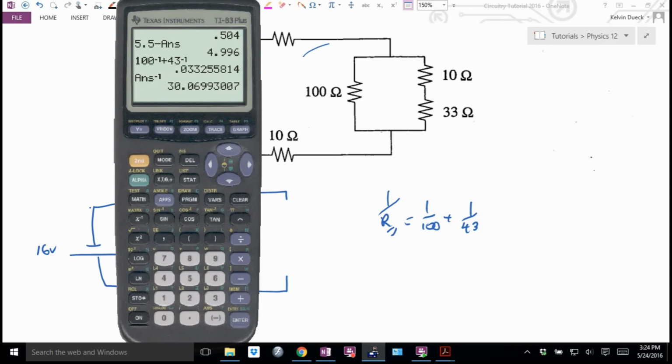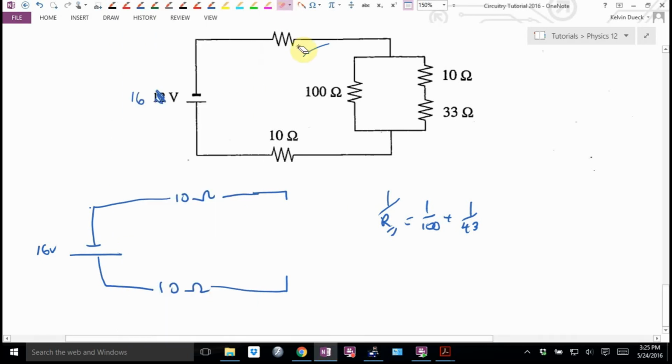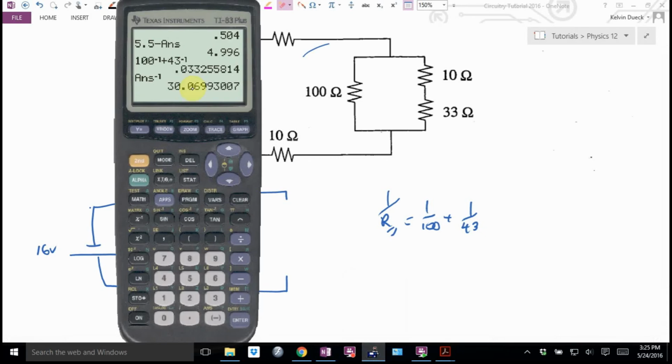Did you take the reciprocal of your answer? I did 100 to the -1. Yep, plus 43 to the -1, and I got equals 0.03. And then did you take the reciprocal of the answer? Oh, do I have to take the x to the -1 again? Yes. See, this is key. We don't have an equation to get R parallel. We have an equation to get 1 over R parallel, and then once we have that answer, we have to take the reciprocal at the end. 30.07?